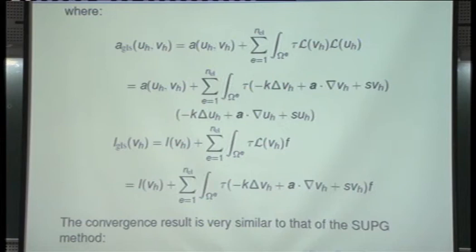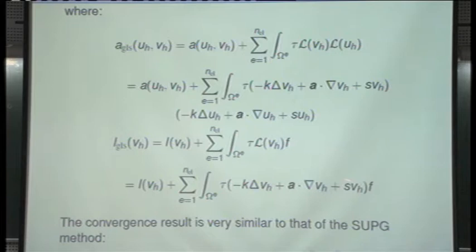In the case of the convection diffusion reaction equation, L applied to V is expressed here, and L applied to U is given there, so that's what we have to add. And in the case of the GLS, the right-hand side, we have tau L of V applied, multiplied by F, which is expressed here, okay?